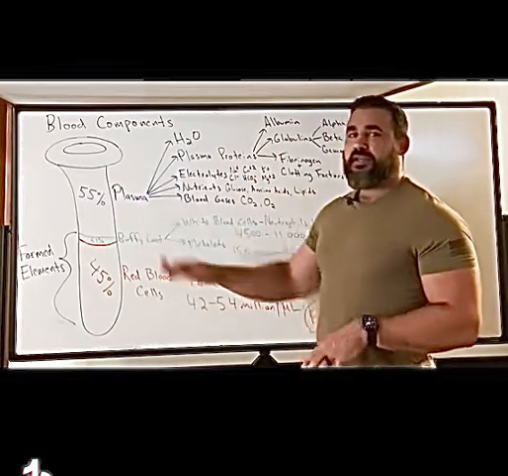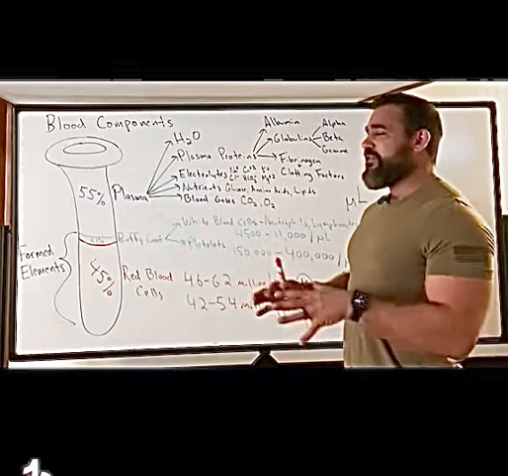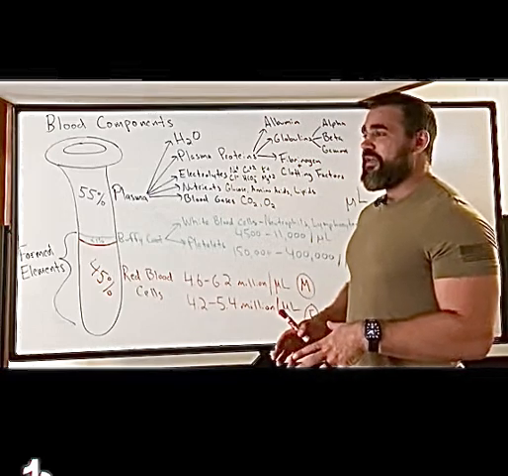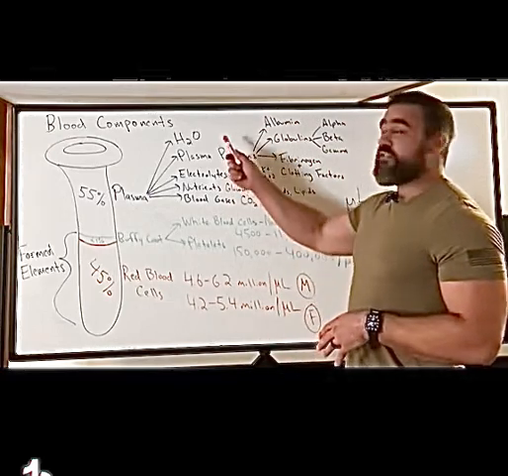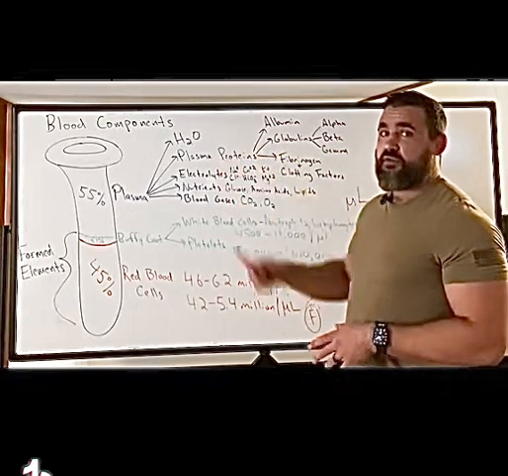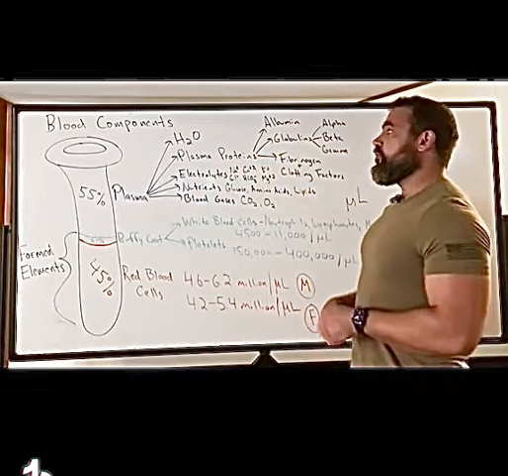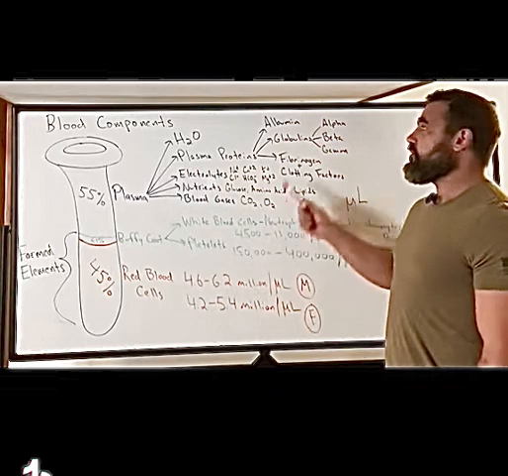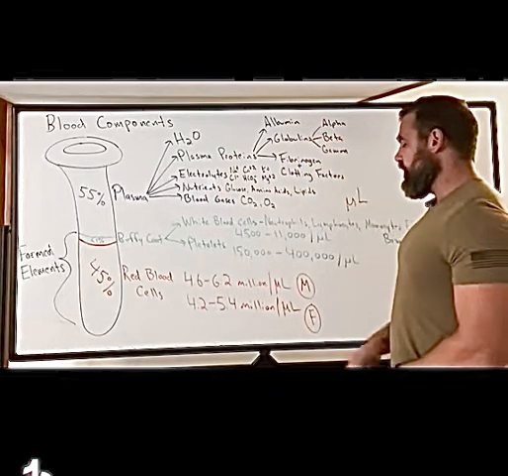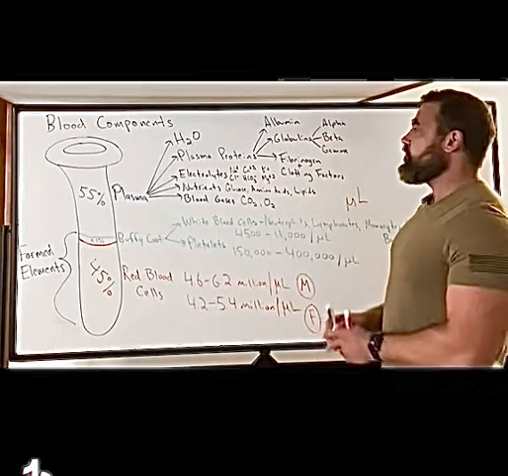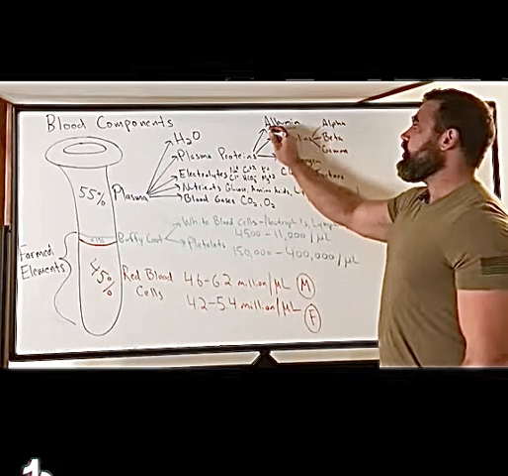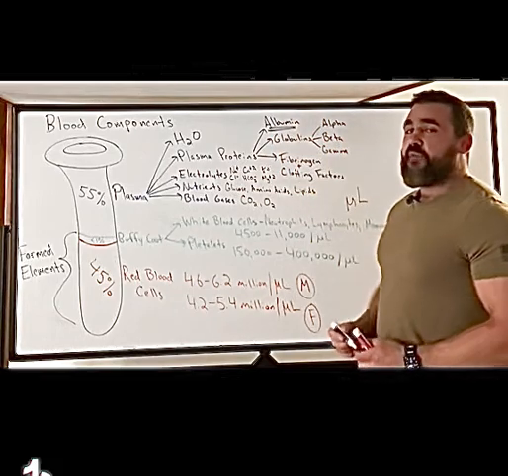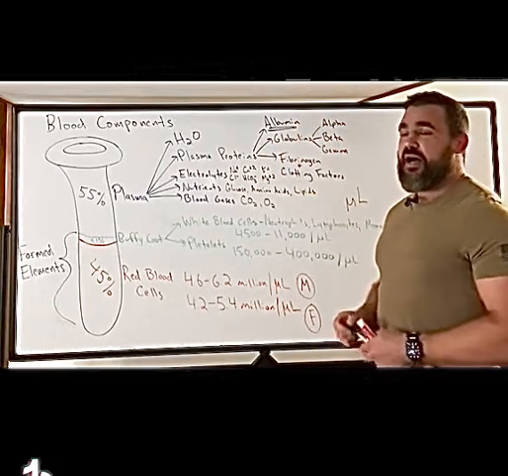Well, the plasma, the textbook number, represents about 55% of your blood. The liquid portion, it's mostly water and these proteins. These proteins we call plasma proteins, super important. Of the plasma proteins, the most abundant is this protein called albumin. So albumin, this protein right here, maintains your blood's oncotic pressure.